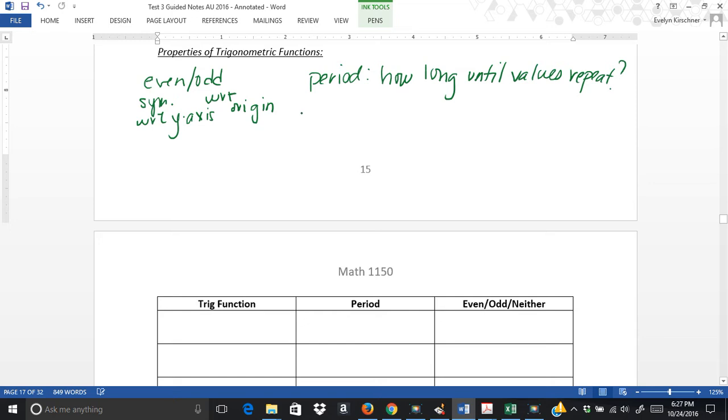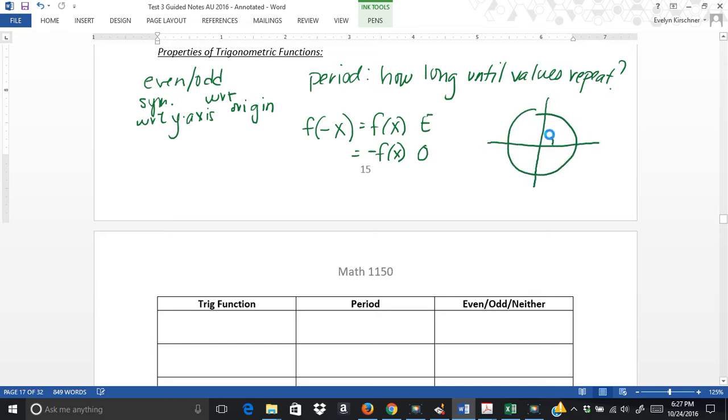And then we could talk about whether a function is even or odd. Remember, that's f of negative x equals f of x if it's even, or equals negative f of x if it's odd. So we think about the unit circle, right? And we have revolutions. We go around once, and once we get here, we've gone 360 degrees, what happens? It starts repeating again. So all the values are the same.